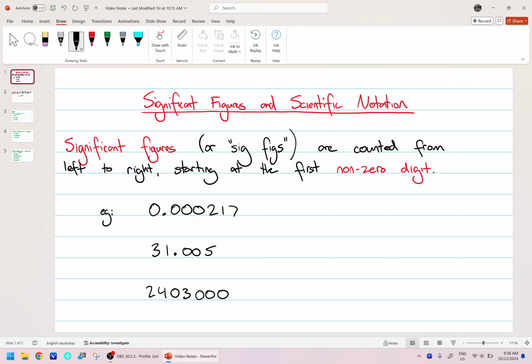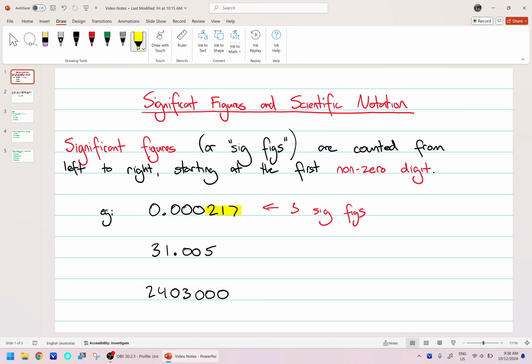So for example, looking at these numbers, if we're trying to count how many significant figures there are in this first number that we see here, 0.00217, we want to start at the first non-zero digit. So we're going to start here and then keep going until we get to the last non-zero digit, or in this case, the end of the number. So here we see that there are 3 sig figs. The zeros in front of it, we consider them as non-significant. That doesn't mean we can just get rid of them because they still hold a place value, but in terms of this, they're not significant.